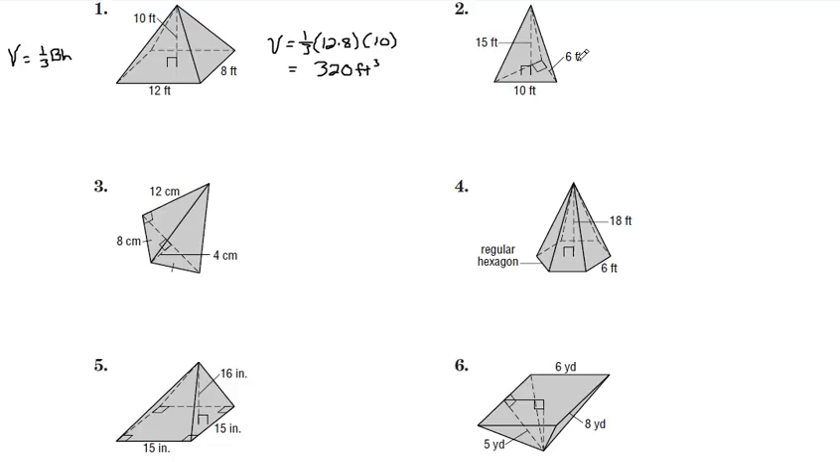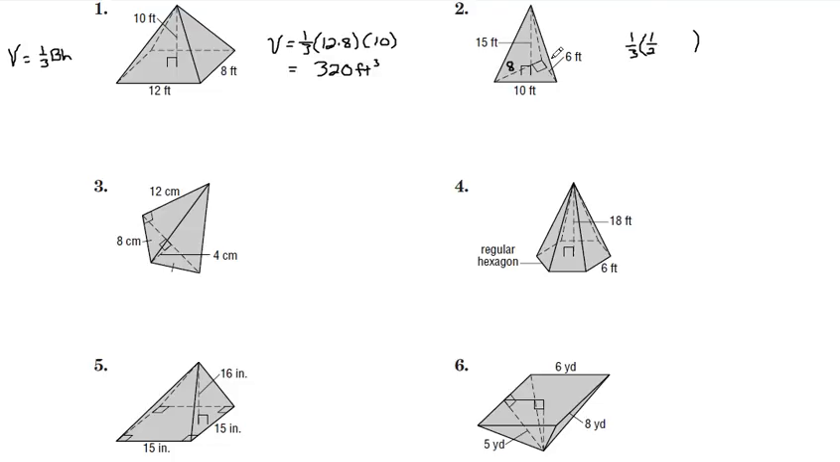Okay, for number 2, we have a triangular pyramid here. We need 1/3 area of the base. Now if we look at the base, we have a right triangle. We do need to figure out the height of this. We know one leg is 6, the other is going to be 8, because 6, 8, and 10 are a Pythagorean triple. So for the area of the base, we have a triangle.